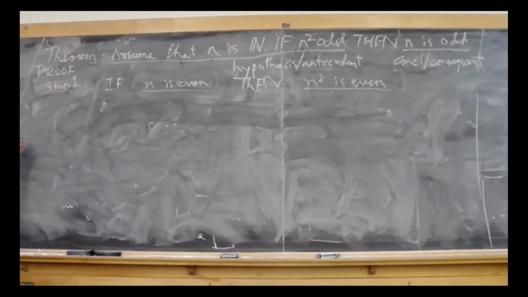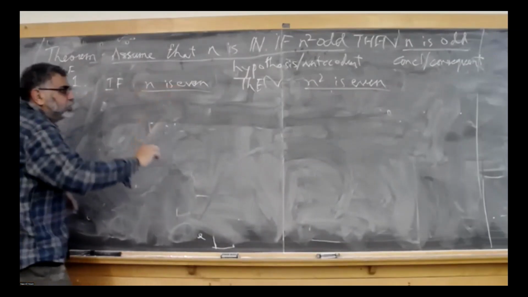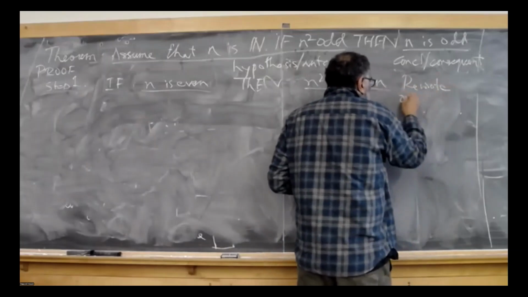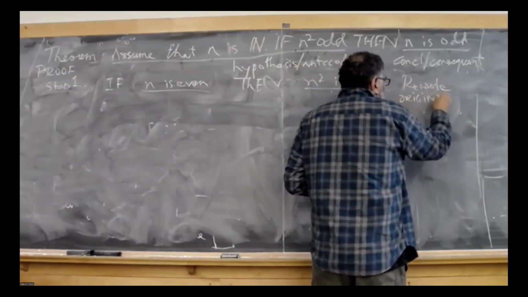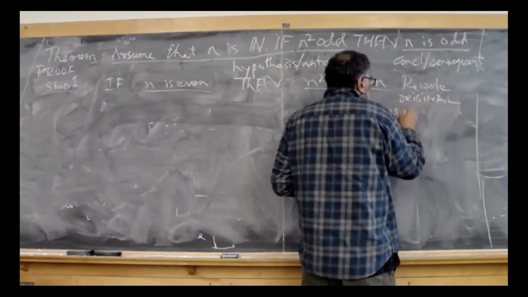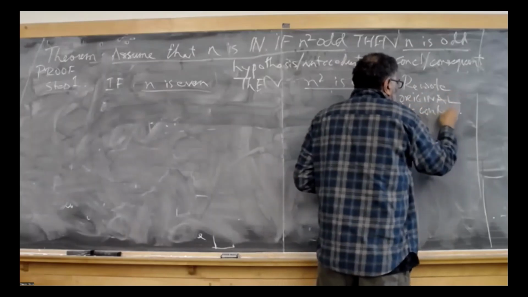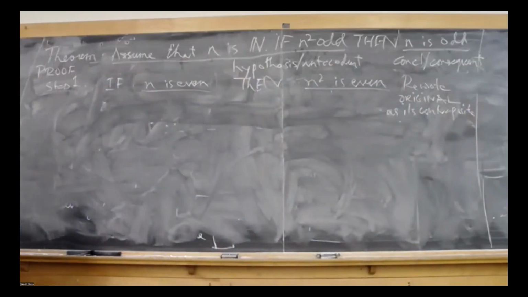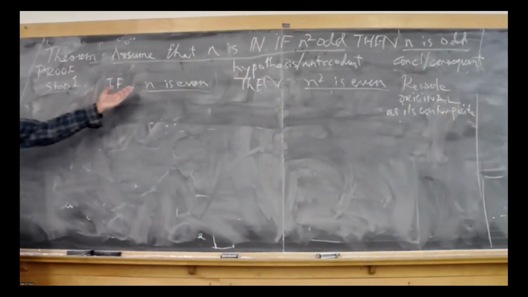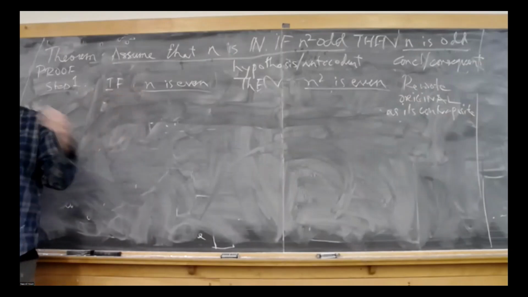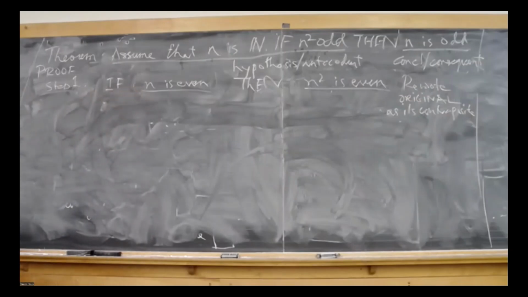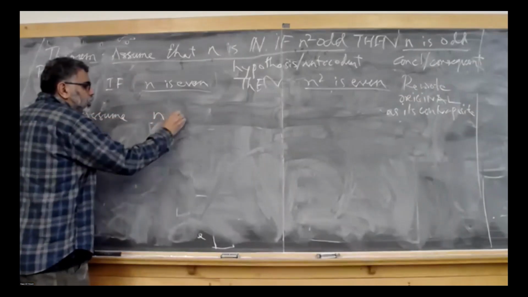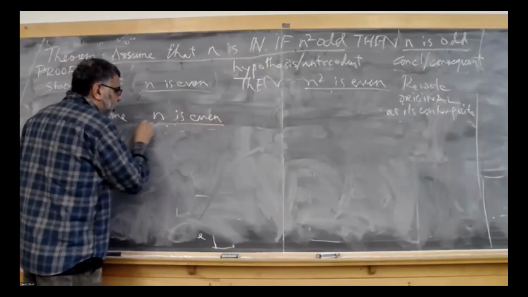So this is the first step where we rewrite. We just rewrote the original as its contrapositive. Okay, so where should I start? With the antecedent, right? Very good. So the first step is I'm going to say, assume n is even. I started right here.